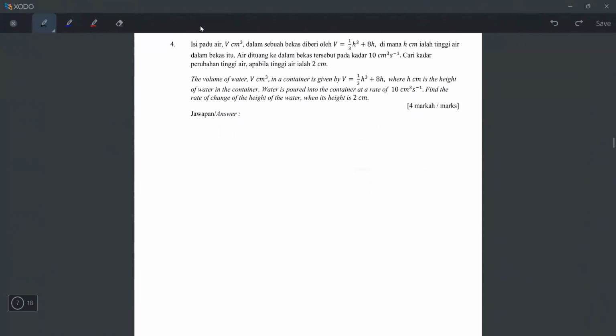Now continue with number 4. So the volume of water represented by V in a container is given by this. So let's write it down. V equals to 1/3 H power 3 plus 8H. So where H is the height. So H is the height, V is the volume. And then they say water is poured in the container at the rate of 10 cm3. Okay, when I read the first line, I still can't figure out which chapter. But then when I see the word rate, I know which chapter already. Can you tell me what is this chapter?